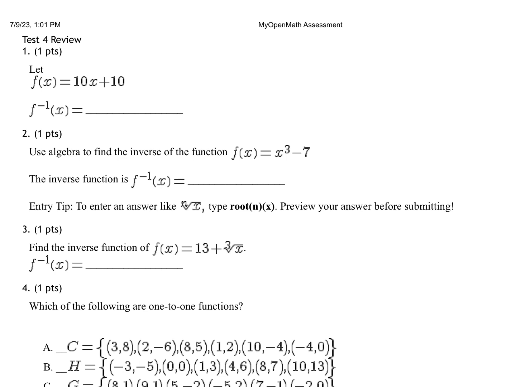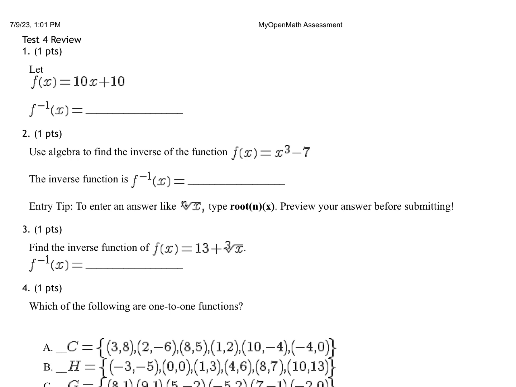This will be a review of the test 4 material. We may not go over all of the questions from the review, but I'm going to go over some of them. So for number 1, let f of x equal 10x plus 10. We want to find the inverse of that.